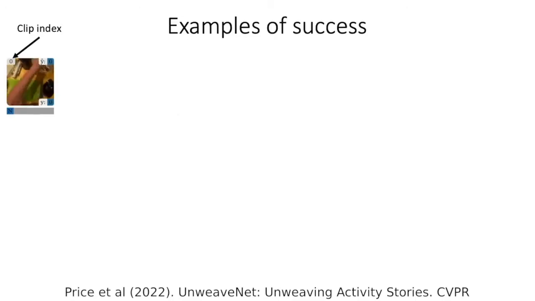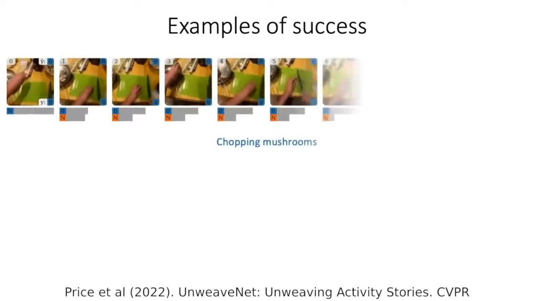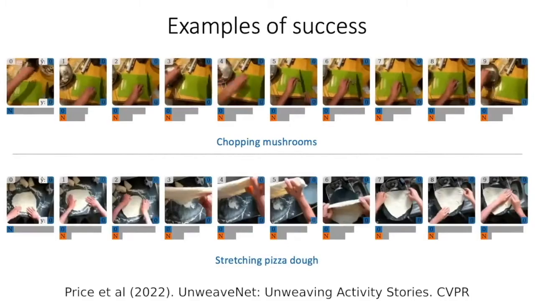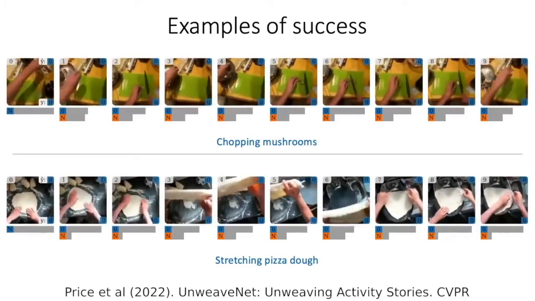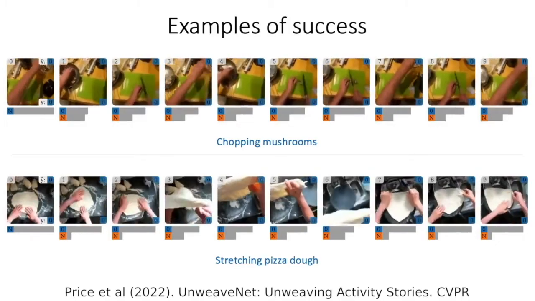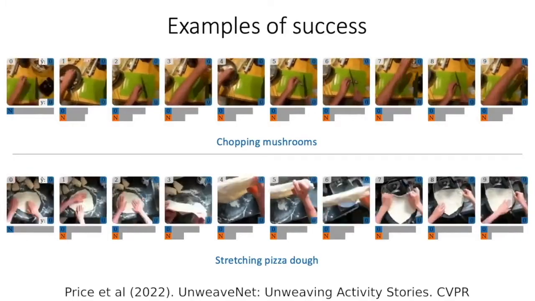Clips are annotated with their index in the top left, the predicted thread in the top right, and the ground truth thread in the bottom right. Below each clip, we show the probability of the clip belonging to each existing thread, whether it begins a new thread. The descriptions shown below each video are purely annotated to support the interpretability of these examples. They are not used in training UnweaveNet. These two examples demonstrate UnweaveNet's ability to continue an existing activity thread, even under quite large visual changes across clips, as can be seen in the bottom example.